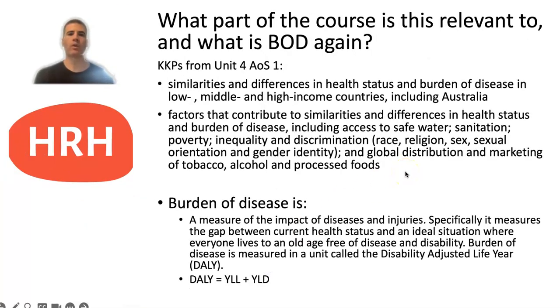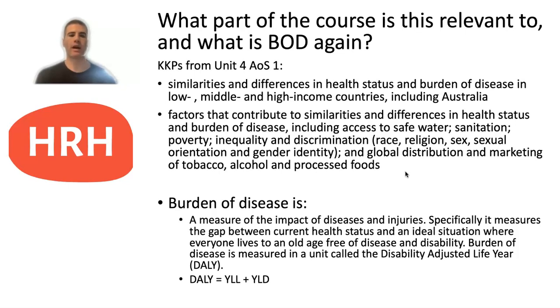So you might be wondering, what part of the course is double burden of disease relevant to? These are a couple of key knowledge points from early on in Unit 4 Area of Study 1, where you can see you need to look at similarities and differences in health status and burden of disease in low, middle and high income countries, including Australia, and then a range of factors that contribute to them. Double burden of disease really comes up in this part of the course because often you're looking at low and middle income countries, and those low and middle income countries can sometimes experience double burden of disease.